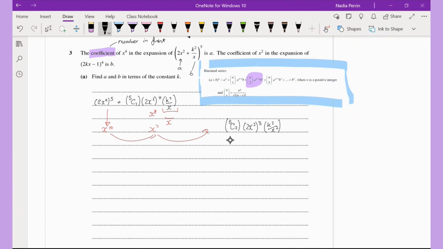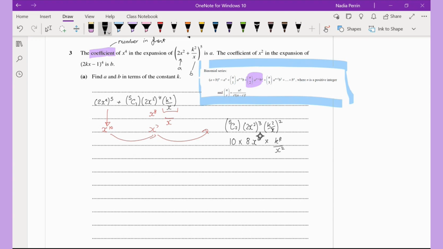So 5C2 we've got is 10 times 2 to the power of 3, which is 8, times x to the power of 6. And I left off the squared for this, didn't I? So when we're doing this one, it should be k squared over x, and the whole thing is squared. See how mindful we have to be of our brackets, because otherwise we would get the completely wrong answer. So k squared squared is k to the power of 4, and x squared is, of course, x squared.